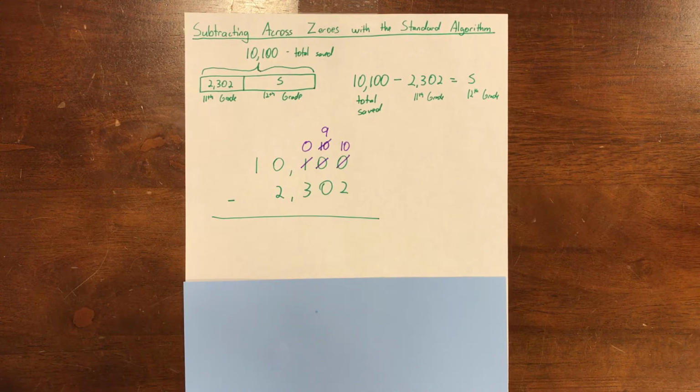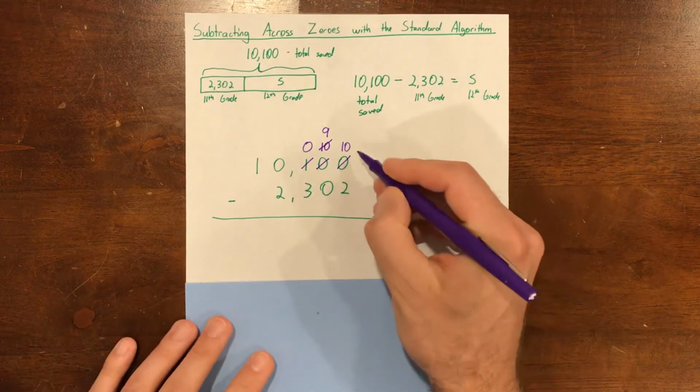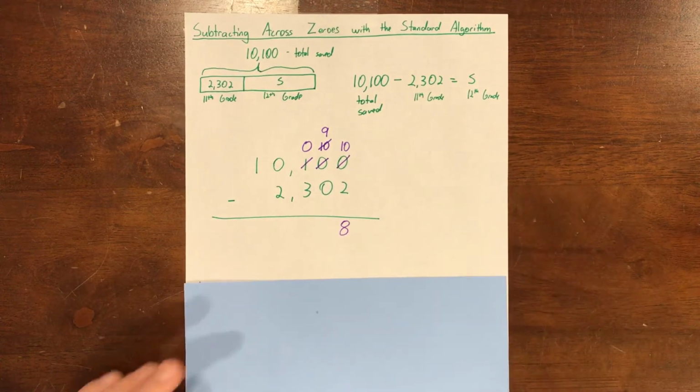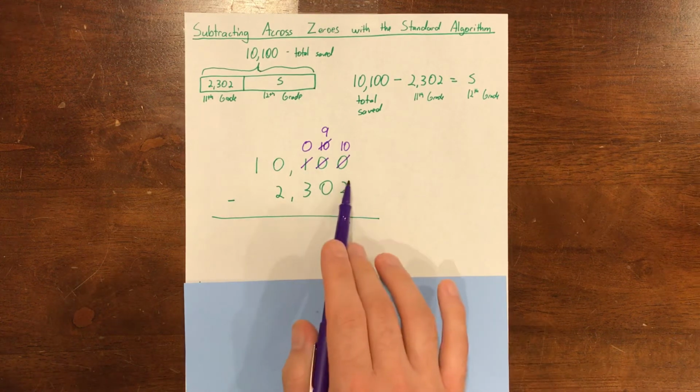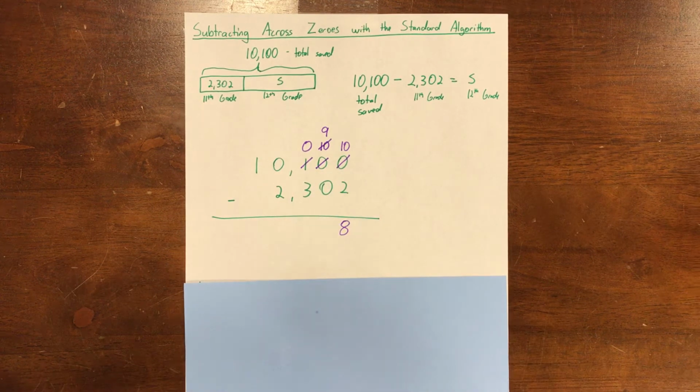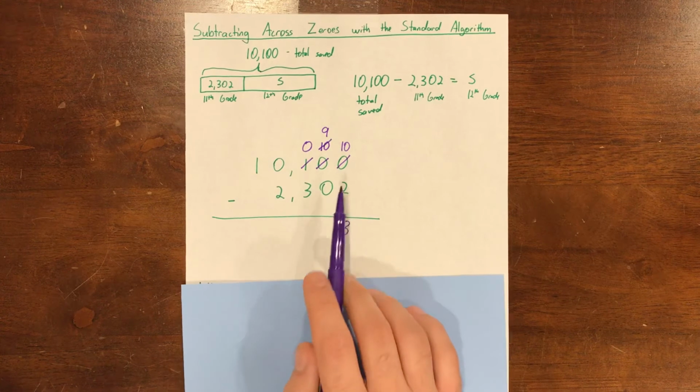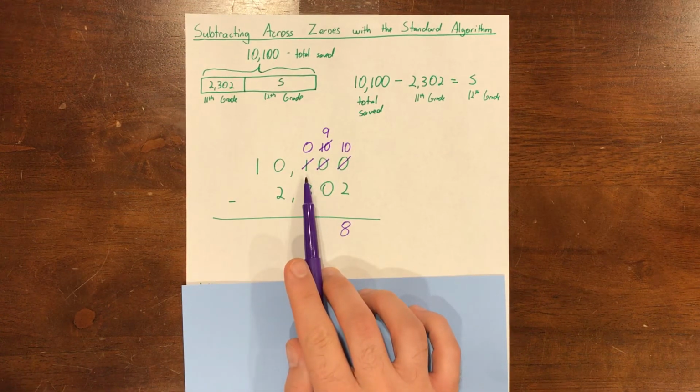Yeah, we are ready. We have enough ones to take away 2. 10 minus 2 is 8. How did we subtract when we had to regroup across multiple zeros? Go ahead and say it out loud. Yeah, when we have to regroup across multiple zeros, then we just continue moving to the left until we get to a place that has a digit larger than 0 so that we can regroup.